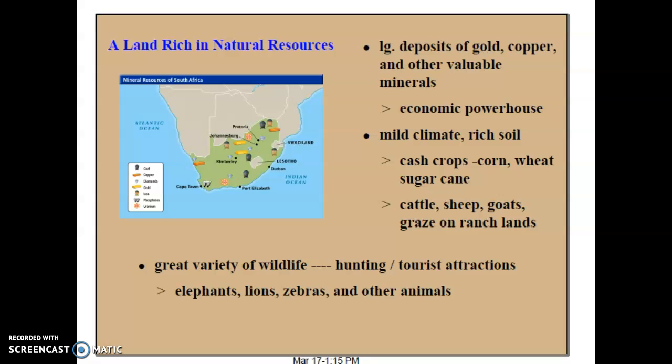It also is known for its wildlife. I think a lot of us think about these animals such as elephants, lions, zebras when we think about Africa in general. And these animals were once very important for hunter groups, people who lived by hunting. However, now it's more of a tourist attraction where visitors come from all over and just basically see the animals in their natural habitats.